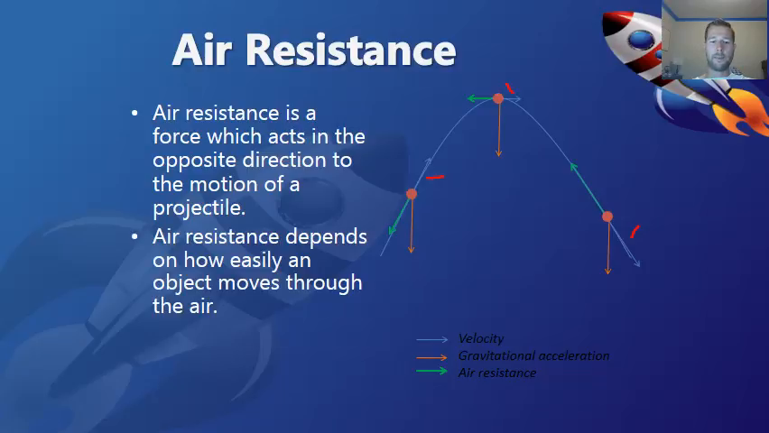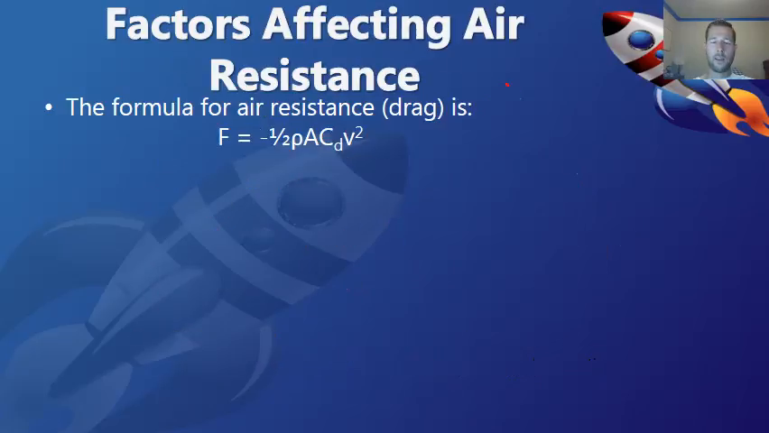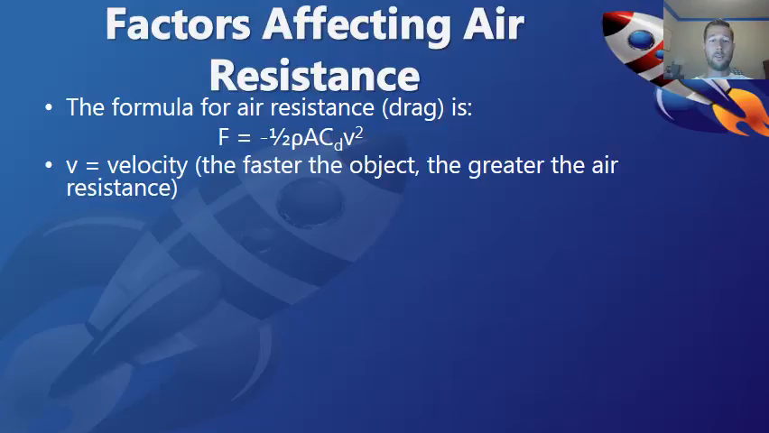So air resistance depends on how easily an object moves through the air, and it increases with speed. As you can see below, there's written the formula for air resistance. Now, you will not be required to perform any calculations using this formula, however you may be required to discuss it in a short answer. Also, this formula is not limited necessarily to air, but resistance in any fluid.